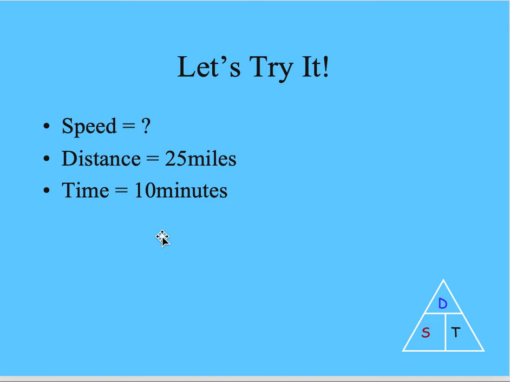We have divided and multiplied by tens, 100, 1,000, our powers of 10. So 25 divided by 10 would be 2 and 5 tenths. And all we did was calculate 25 divided by 10. Next, we're missing speed. We have our distance and our time.